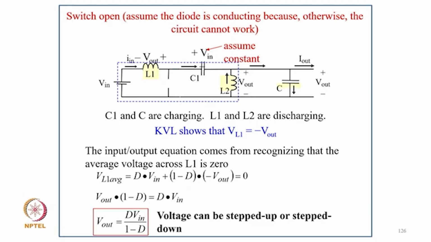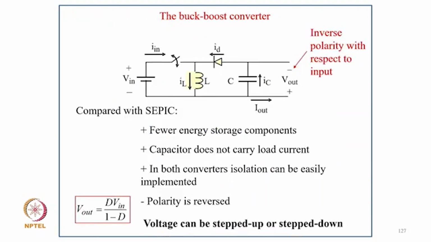The input-output equation comes from recognizing the average voltage across L1. So VL1 average equal to D Vin plus (1 minus D) into (minus Vout) equal to 0. So Vout (1 minus D) equal to D Vin, which gives the relation Vout equal to D Vin upon 1 minus D. So the voltage can be stepped up or stepped down. That's why it's called a buck-boost converter.